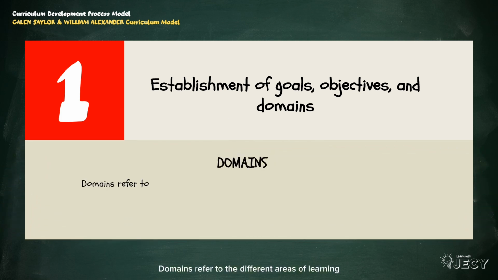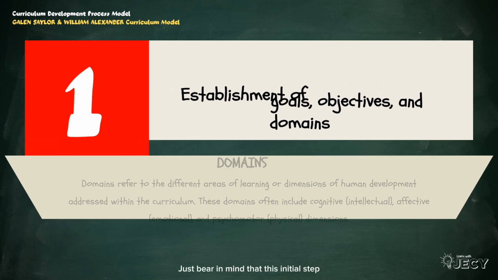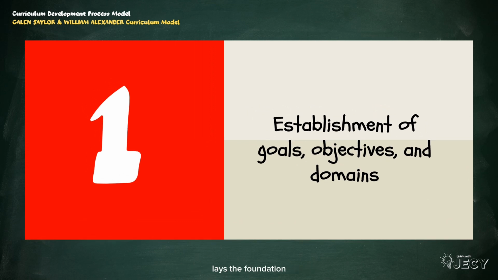Domains. Domains refer to the different areas of learning or dimensions of human development addressed within the curriculum. These domains often include cognitive, affective, and psychomotor dimensions. By considering multiple domains, educators ensure that the curriculum addresses the holistic development of the learners and encompasses various aspects of knowledge, skills, and attitudes. Just bear in mind that this initial step lays the foundation for the subsequent stages of the curriculum development, including content selection, instructional strategies, and assessment methods.